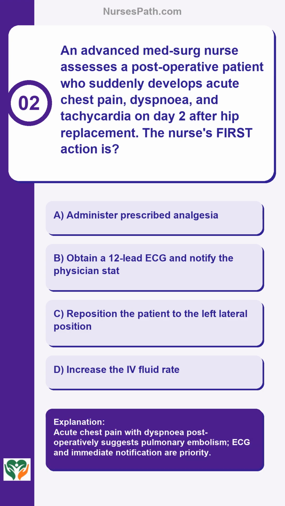Acute chest pain with dyspnea postoperatively suggests pulmonary embolism. ECG and immediate notification are priority.